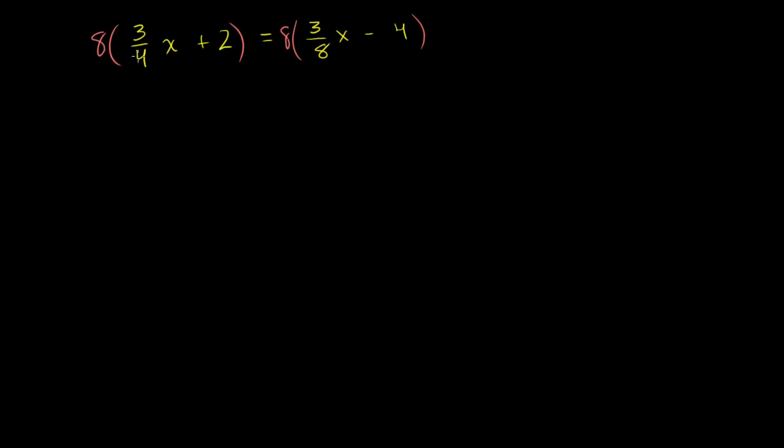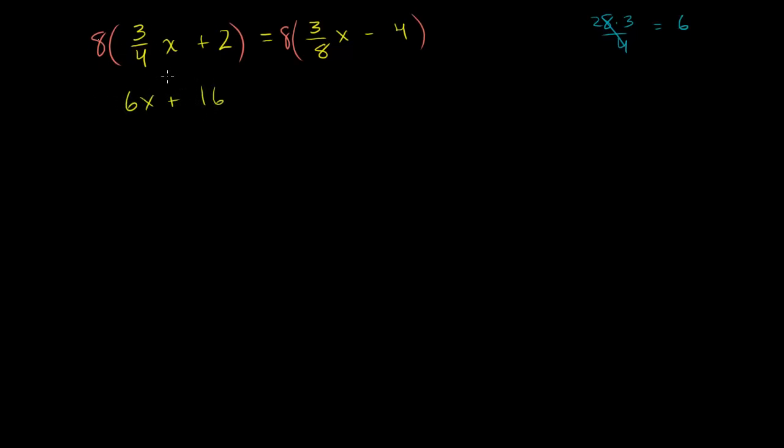So 8 times 3/4, that's the same thing as 8 times 3 over 4. Let me do it on the side over here. 8 divided by 4 is just 2, so it's 2 times 3, which is 6. So the left-hand side becomes 8 times 3/4 x is 6x. And then 8 times 2 is 16.